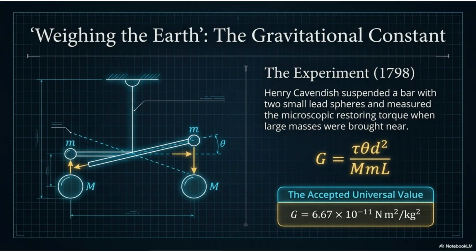In 1798, Henry Cavendish conducted a famous experiment to, quote, weigh the Earth. By measuring the tiny gravitational force between lead spheres, he determined the value of the universal gravitational constant, G.